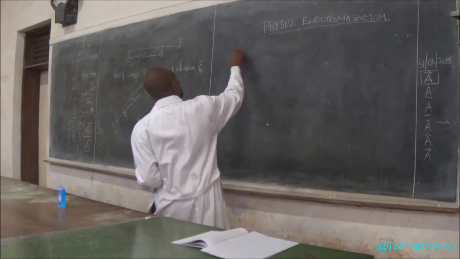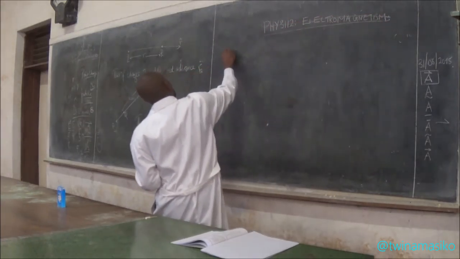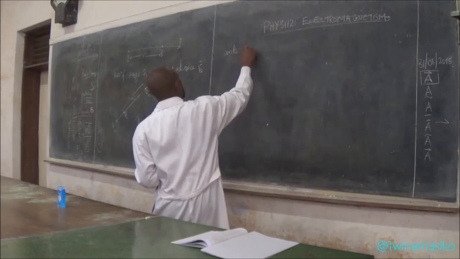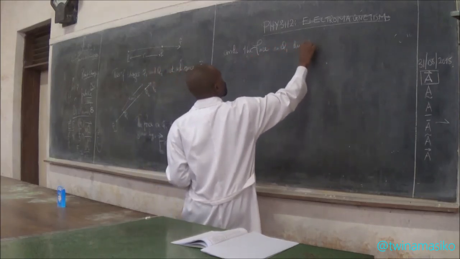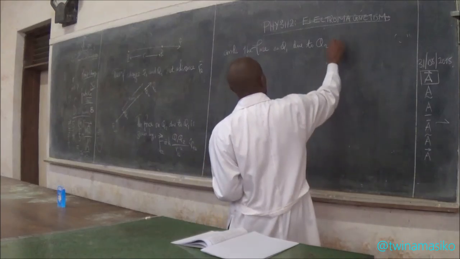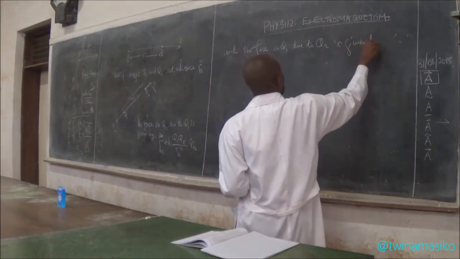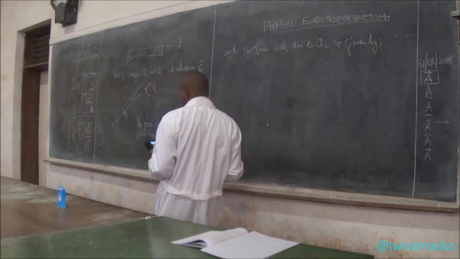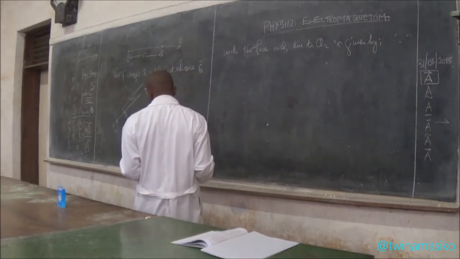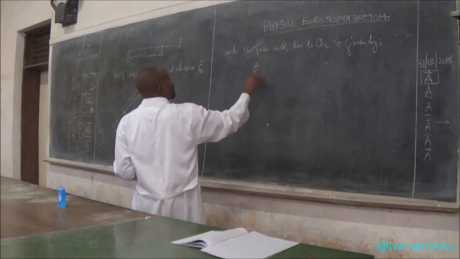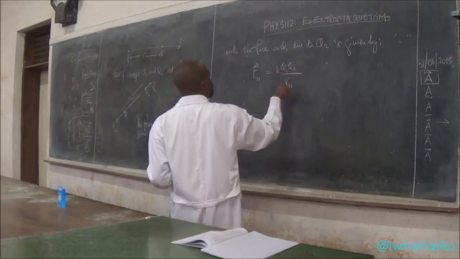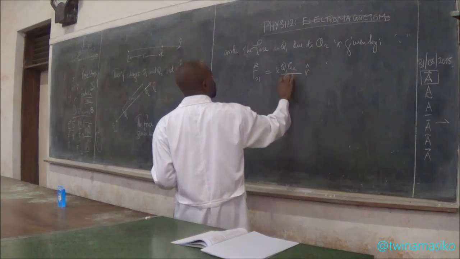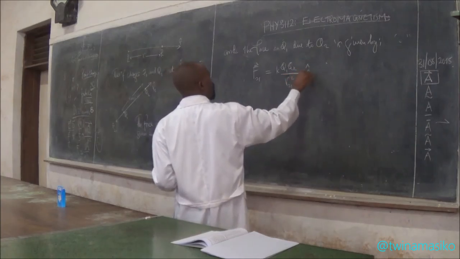So, and then we say that the force on Q1 due to Q2 is given by, so I am now going to change them, which is F21 is equal to K Q1 Q2 over R21 squared, and then R hat 21.